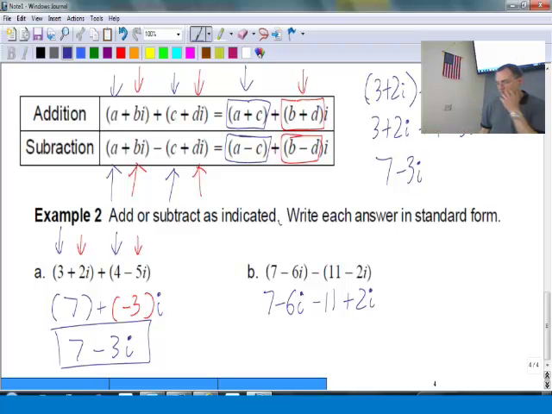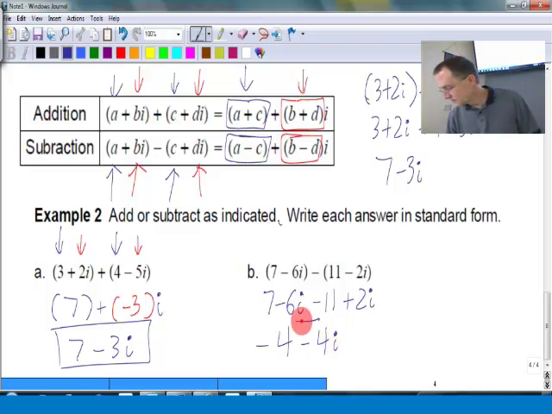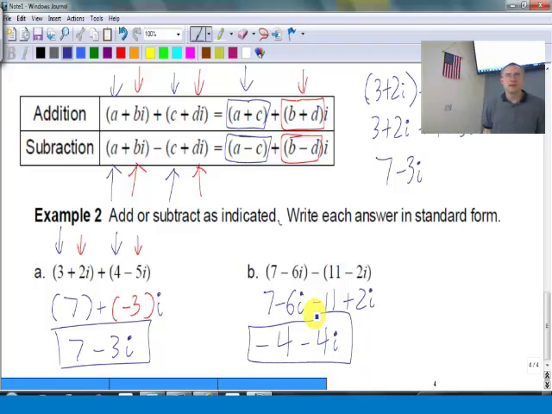Real terms, I terms. 7 and negative 11 combine. They give us negative 4. Negative 6i and 2i combine. And they give us the minus 4i. So subtraction, not too bad.